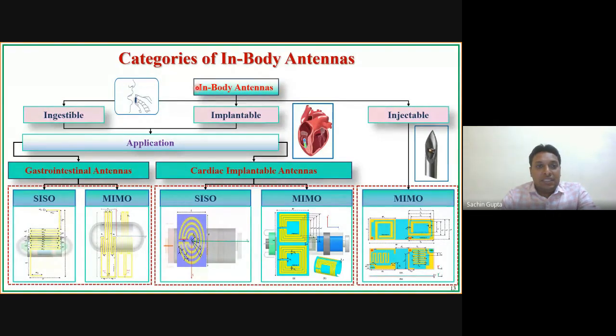Now these three types are further classified as SISO, single input single output, and MIMO, multiple input multiple output antennas.